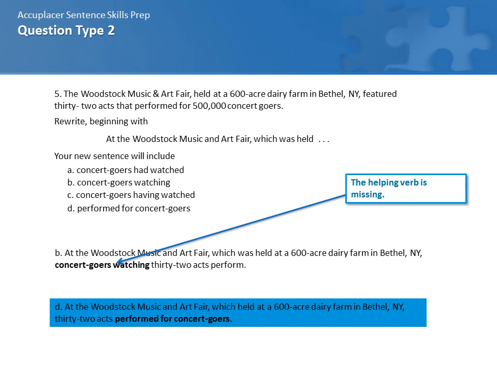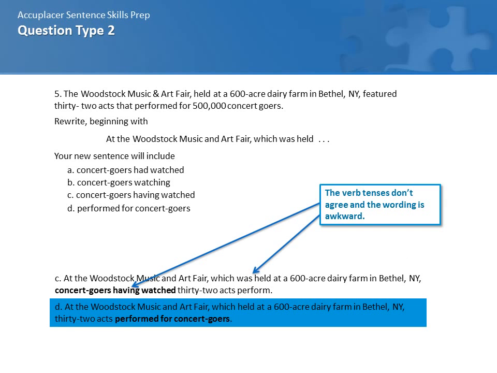The next option, C, concert goers having watched, it's a clunky construction, an awkward verb tense. The wording isn't good, and a sentence including that: at the Woodstock Music and Art Fair, which was held at a 600-acre dairy farm in Bethel, New York, concert goers having watched 32 acts perform. It just doesn't work well. It's not smooth, and the verb tense isn't correct.